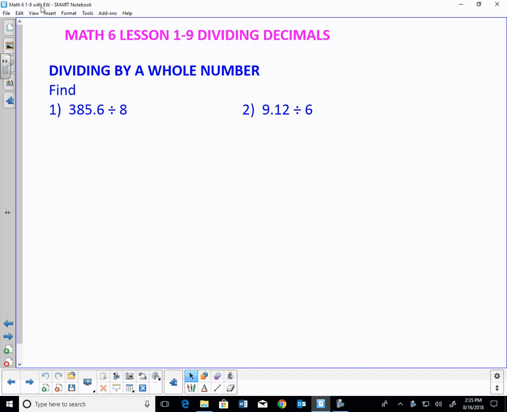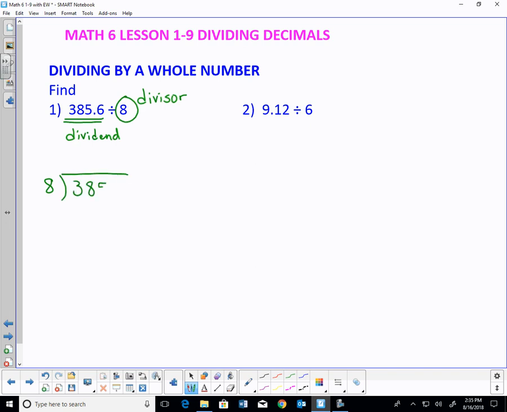When you read in mathematics, if I have 385.6 divided by 8, the "divided by 8" tells you that 8 is doing the dividing. 8 is the number that is doing the dividing. It's called the divisor, which means 385.6 is your dividend. It's being divided.